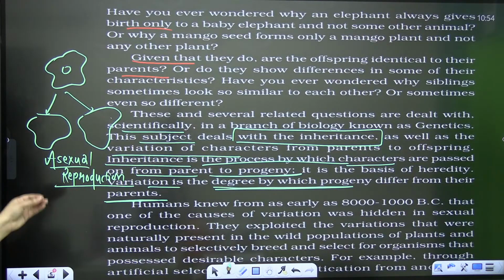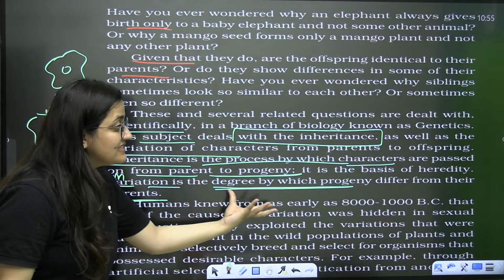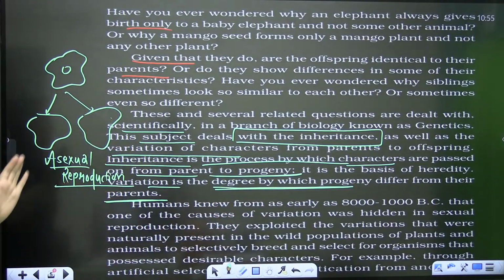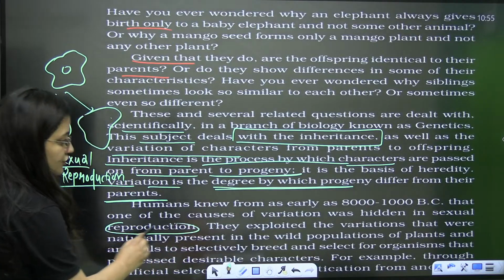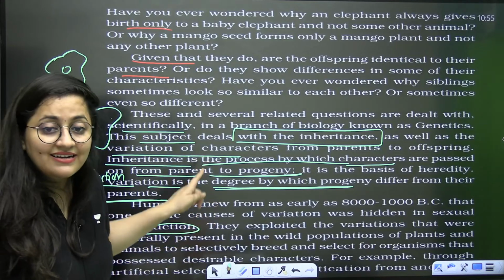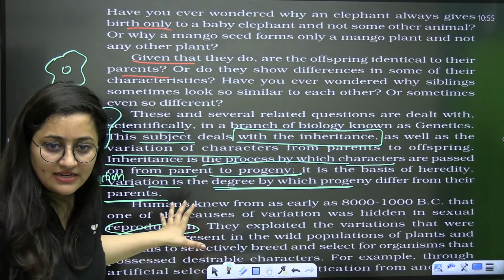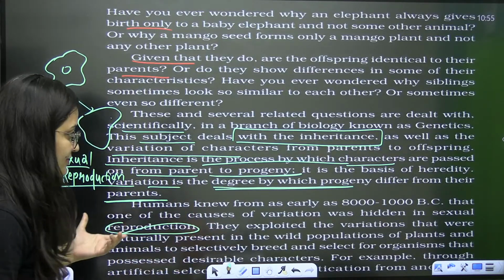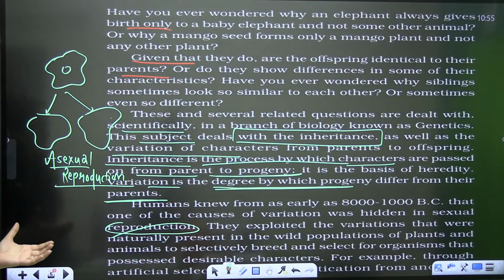Right? So see, humans knew from as early as 8000 to 1000 BC that one of the causes of variation is hidden in sexual reproduction, and you know what it is, isn't it? So while reading the NCERT, consider yourself as an examiner and accordingly answer each and every question here. Fine?